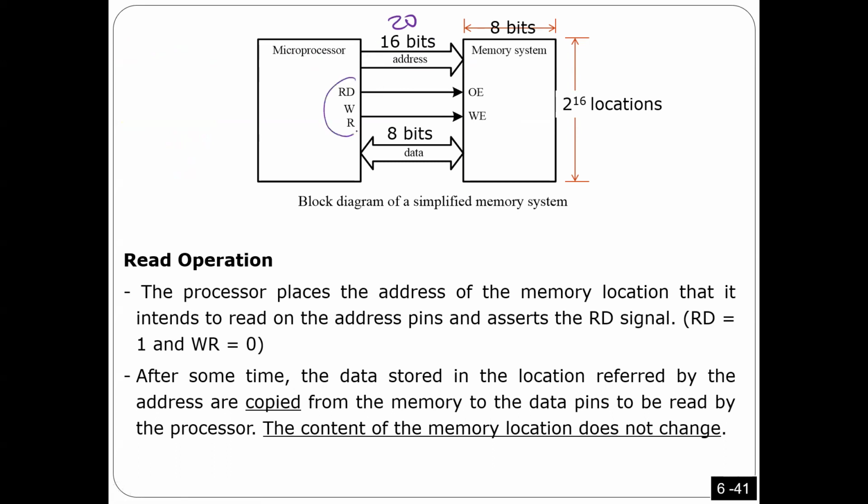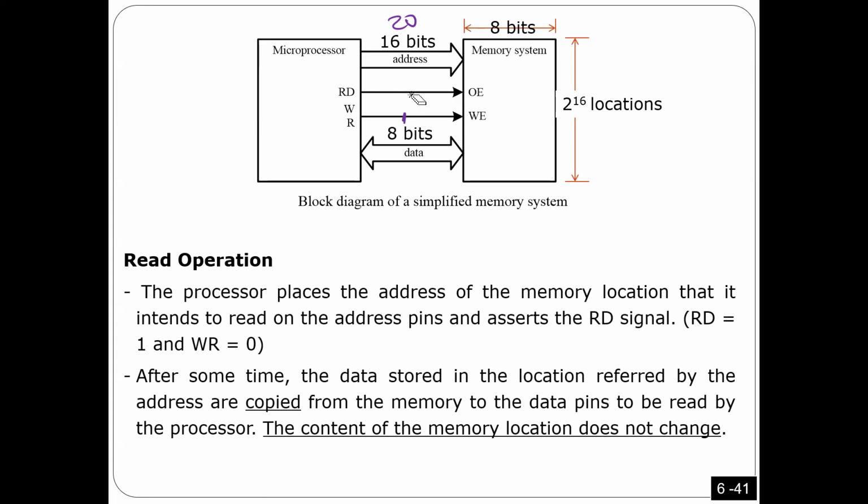Also, we have some control signals here. One is called read or write. You need to tell the memory whether you want to read or write. That's why it is either 1, 0, which means you want to read. This is how the microprocessor and the memory communicate. If you give me 1 here and 0 here, you are telling me I want to write.